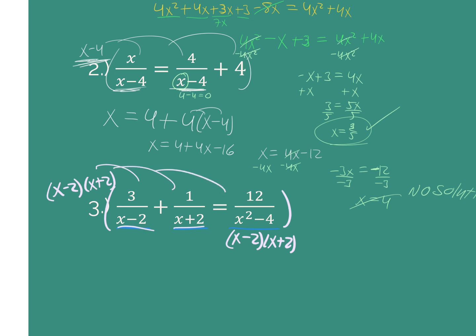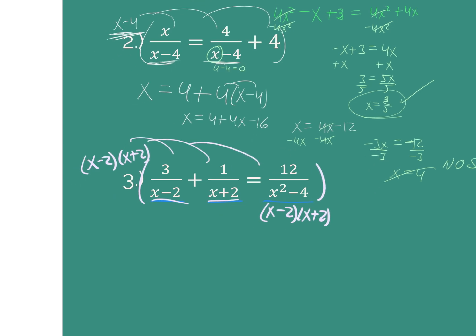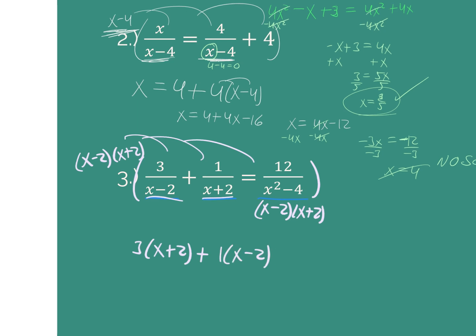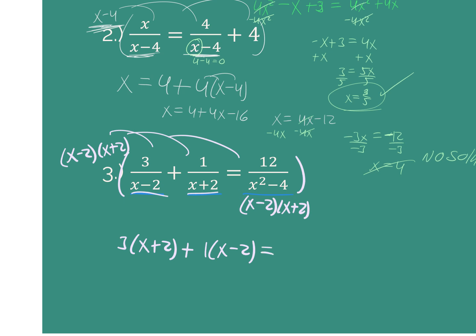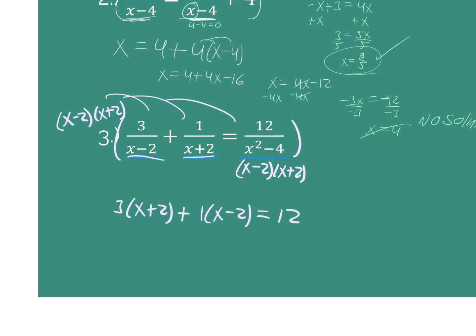Right, when you distribute, what's going to cancel in the 3 over x minus 2? It's going to be the x minus 2. So you're just going to be left with 3 times x plus 2. All right, plus, and then 1 over x plus 2. The x plus 2 is going to cancel. So you're going to be left with a 1 and an x minus 2. And then on the other side of the equal sign, everything on the bottom is going to cancel with all of the factors, x minus 2 and x plus 2. So you're just going to be left with a 12.